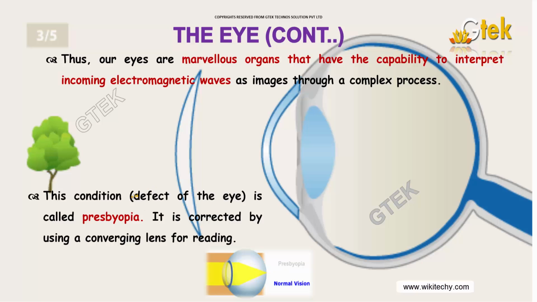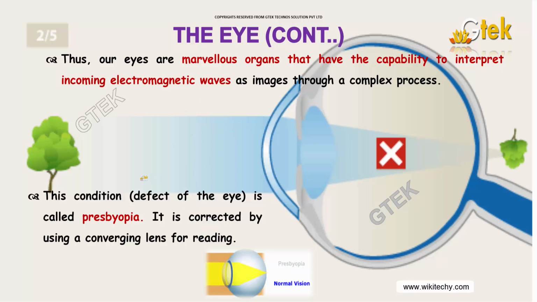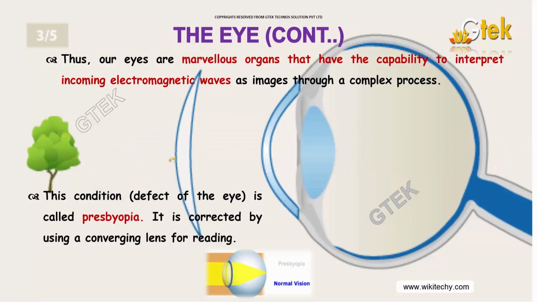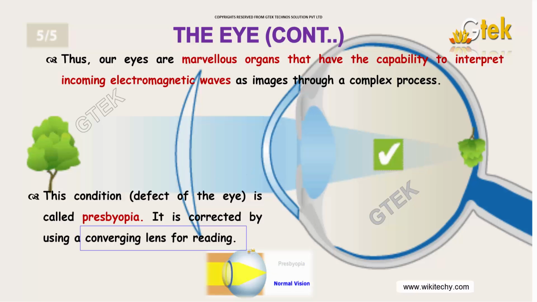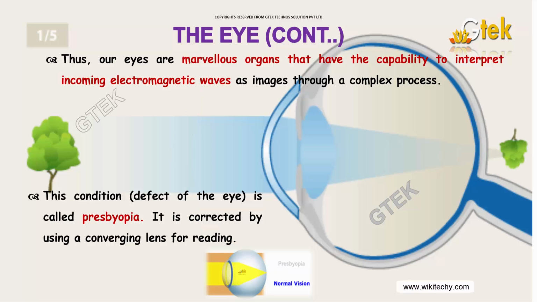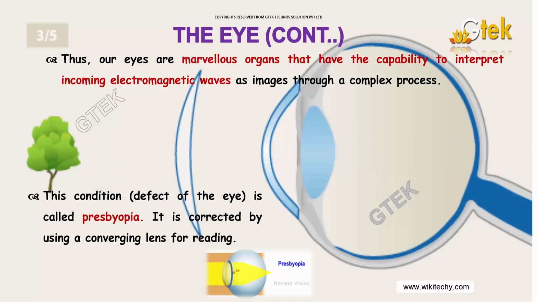Thus, we can say that our eyes are a marvelous organ that have the capability to interpret the incoming electromagnetic waves as images through a complex process. This condition, that is the defect of the eye, is considered a condition over here. This condition is called presbyopia. It is corrected by using a converging lens for reading. So you can see here how normal vision is and how the vision will be changed if we are using presbyopia.